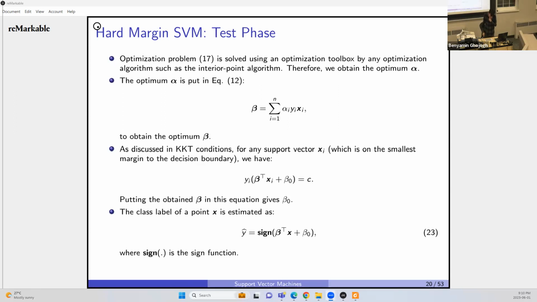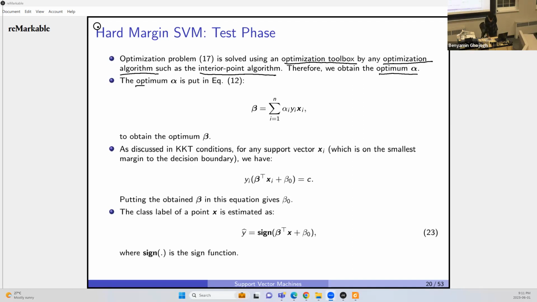Optimization problem 17 is solved using an optimization toolbox. What was 17? That was the dual optimization problem. It can be solved by any optimization algorithm, such as the interior point algorithm, or algorithms just for quadratic programming, because it was a quadratic programming problem. As it is a convex or concave optimization problem, you can use algorithms such as the interior point algorithm. I have taught these algorithms in my optimization course on YouTube. Therefore, we obtain the optimum alpha, and it has a unique global solution.